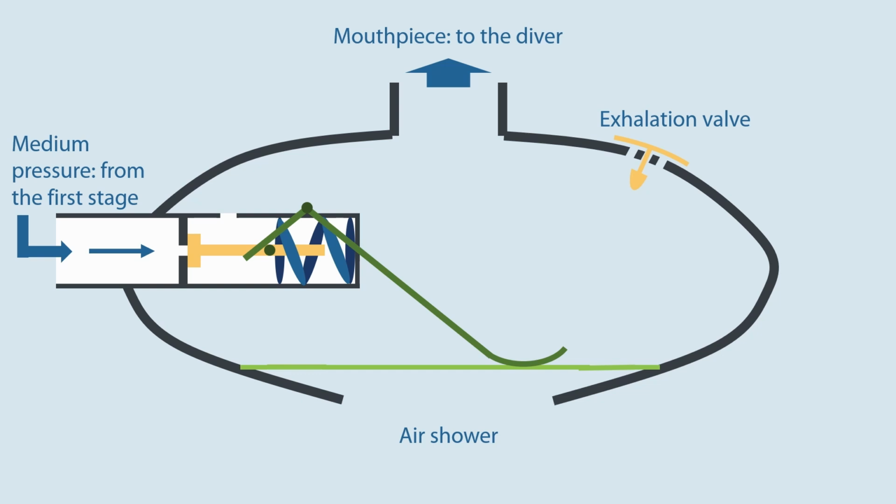But I think it's now a bit clearer to everyone how a second stage works and how it transforms the medium pressure, which I'll explain in the video after next, to the ambient pressure, so that you can breathe comfortably at any diving depth. So, stay tuned. Next week we will take a look at the pilot valve and then the different types of first stages.